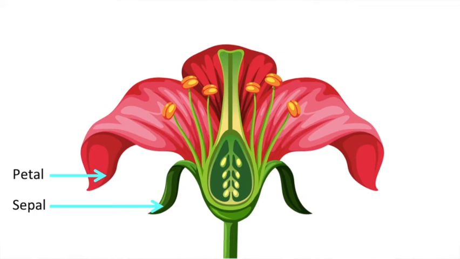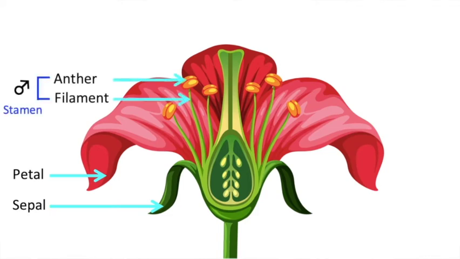Flowers have male and female parts which are required for the process of reproduction. Anther and filament are the male parts of a flower. We call this the stamen. As you can see, each consists of an anther that's held up on a filament.